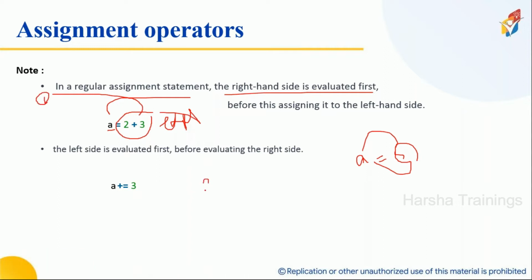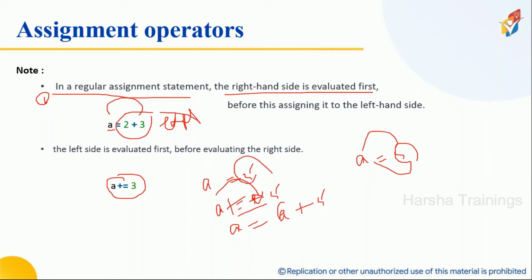Sometimes in C language, we will do like this: A equal to 5, then A plus equal to 5. This will be treated as A equal to A plus 5. Sorry, it is plus equal to. Here, on the left hand side, whatever the value of A is, that will be taken first. Then whatever the value of A is, that will be added here. Now it will be 10. Got it?